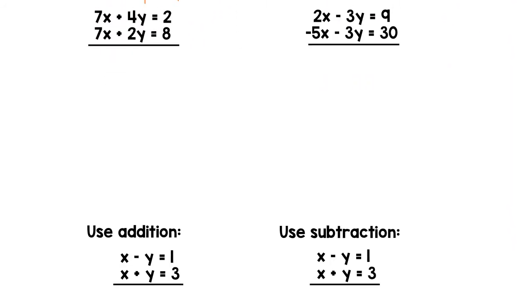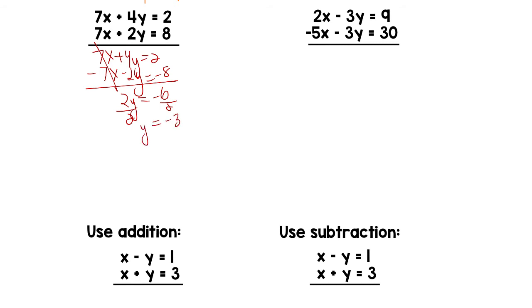Got 7x and 7x, can't have that, so I'm going to leave the top equation the exact way it is and change the bottom one, all the signs. Add them up. X's disappear. I've got 2y is negative 6. That means y is negative 3.